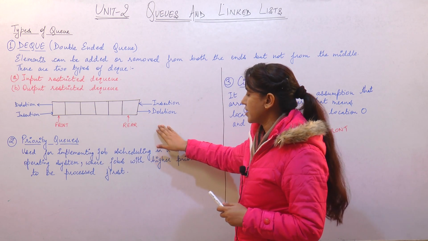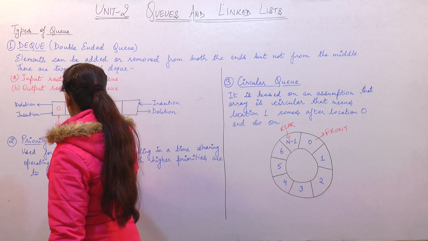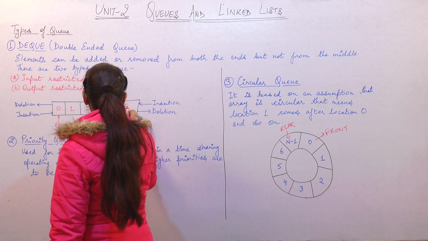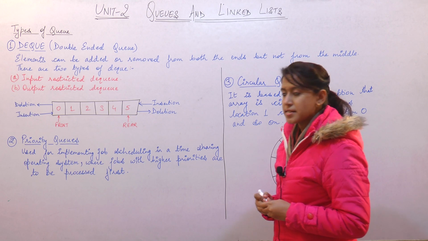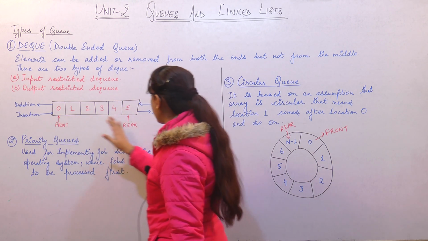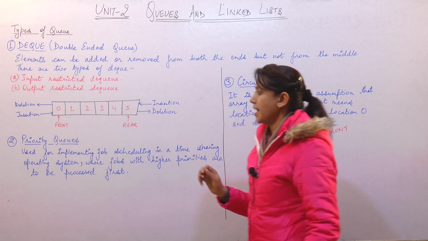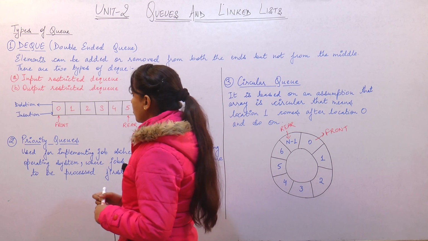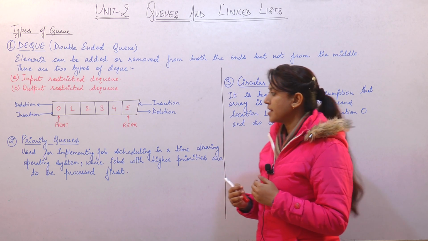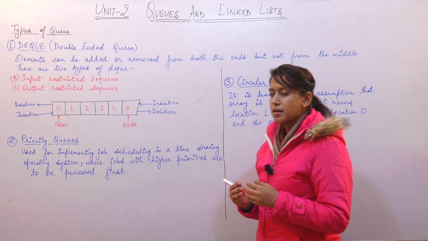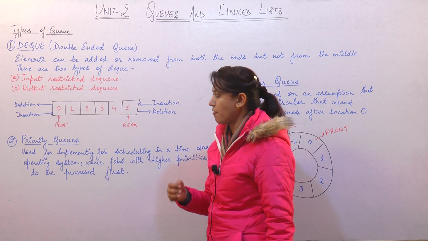So according to this figure, we are having a queue. In this queue we are having 6 elements. These 6 elements can be inserted from both the ends and also can be deleted from both the ends. So both the ends, that means the front end and the rear end, both will act as the front and the rear according to the operation that is being performed.